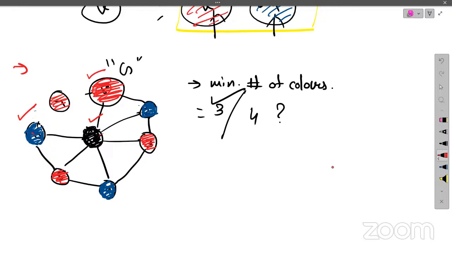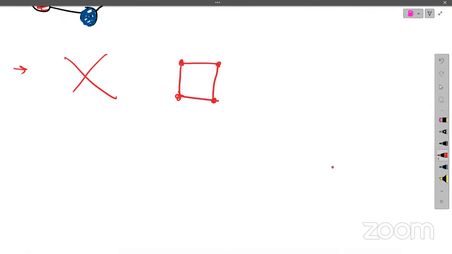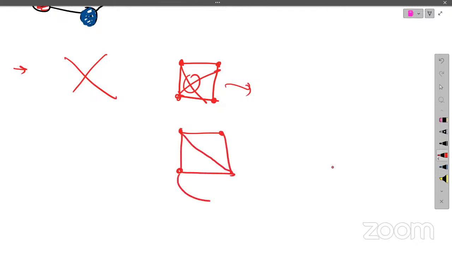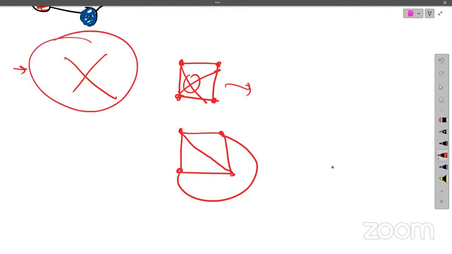If you have a planar graph, meaning any graph which you can draw in such a way that there is no crossing between edges. For example, if you have this graph, it looks like there is a crossing here, but we can actually draw it in a different way. We can take this crossing edge and draw it like so. Such a graph is known as a planar graph. Planar graph means you can draw it on paper without a necessary crossing. If you have a planar graph, then you need only four colors to color it.